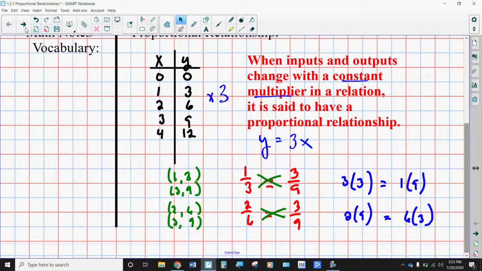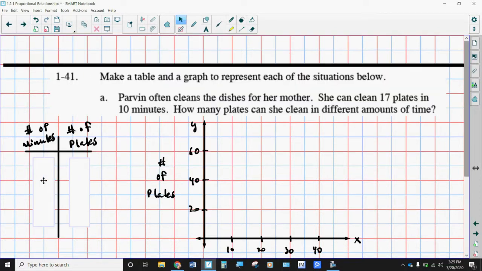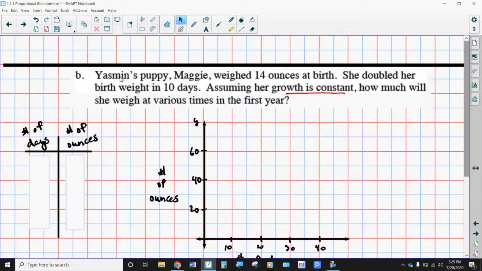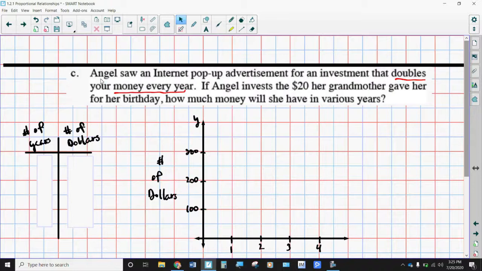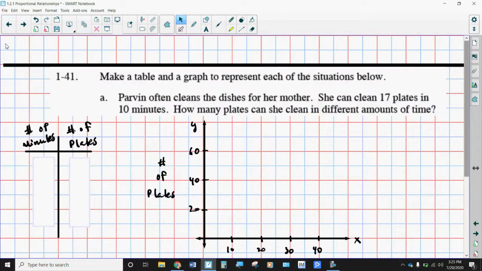So we're going to go back and revisit in this lesson what it means to be proportional and just practice with the graphing and all. No fancy paragraph at the beginning. We're just going to jump right into it. For problem number 41, we got 3 problems. A involves Parvin. B involves Yasmin's puppy. And C involves Angel.